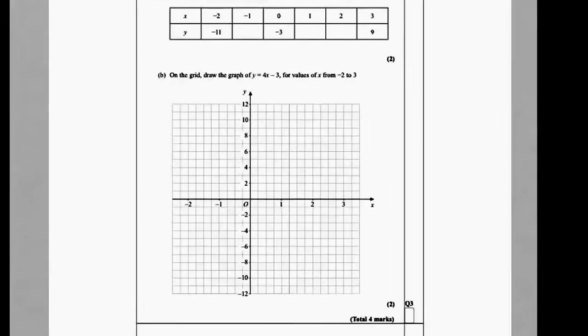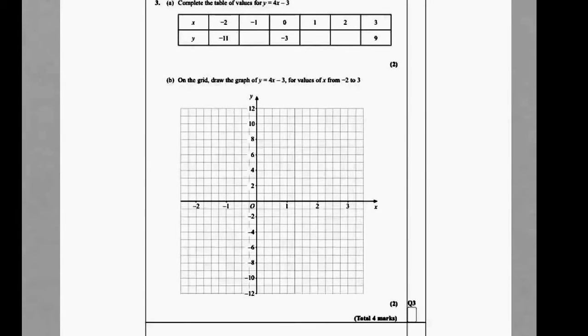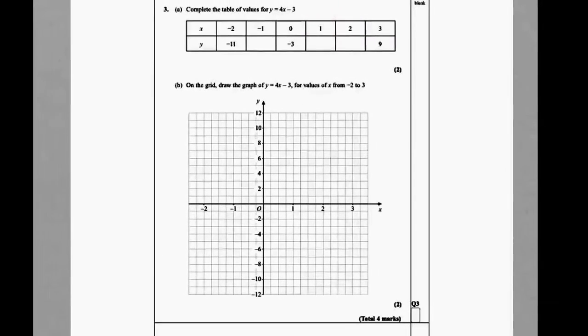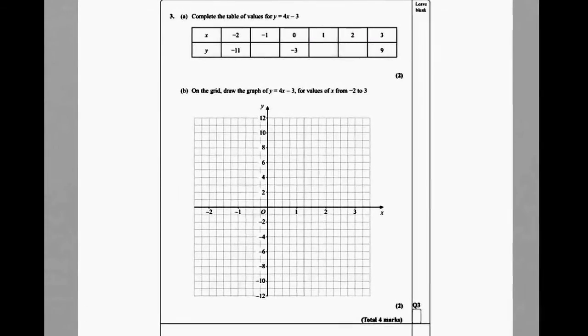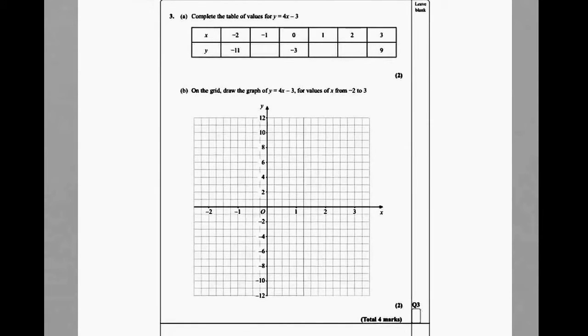Right, question 3. Complete a table of values for y is equal to 4x minus 3. So this means to get each y value, I'm going to multiply my x value by 4 and then take away 3. So if I start here with x is equal to 1, I get 4 lots of 1. And then I'm going to take away 3. So 4 lots of 1 is obviously 4, then take away 3 is 1.